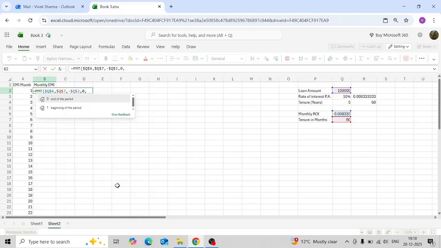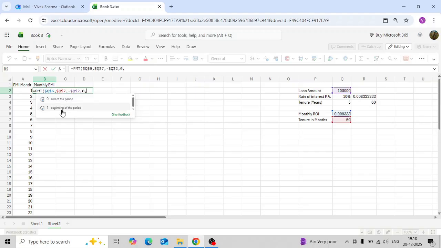The next is type. The monthly EMIs that we'll be paying, will they be at the end of the period or at the beginning of the period? I mean end of the month or beginning of the month. Generally it would be the end of the month. What is the difference? If you make a payment at the end of the period, you will utilize all the funds during those months, right? So the interest will be charged for that month during that 1 month.